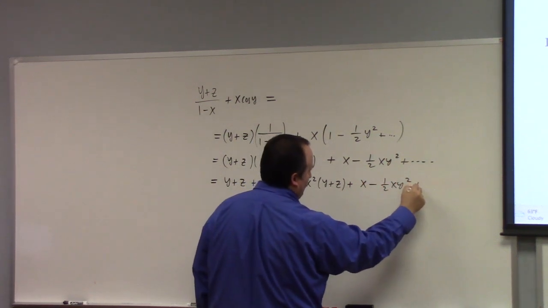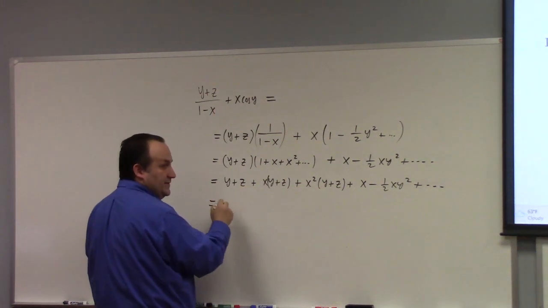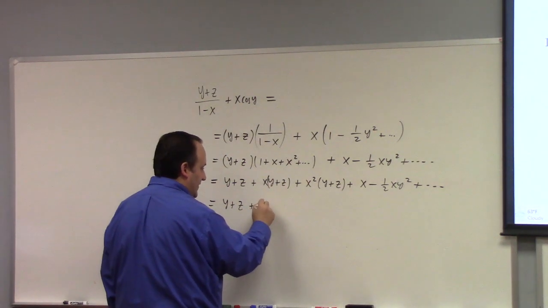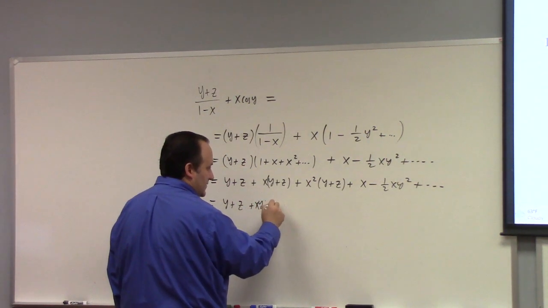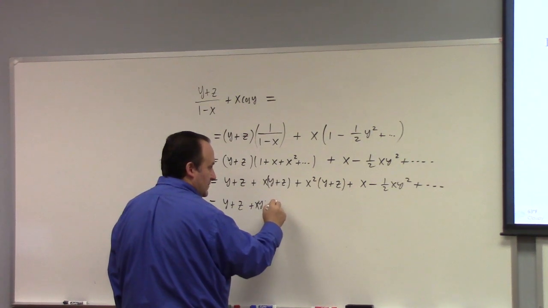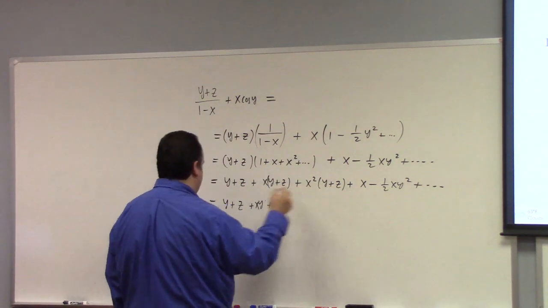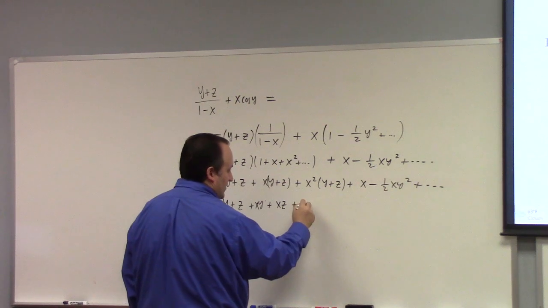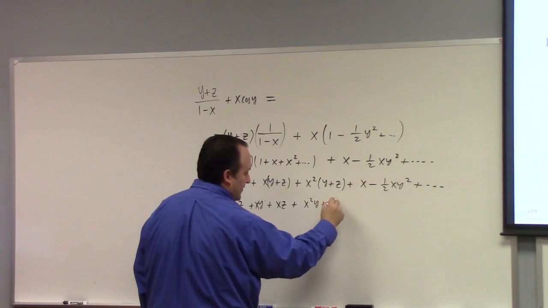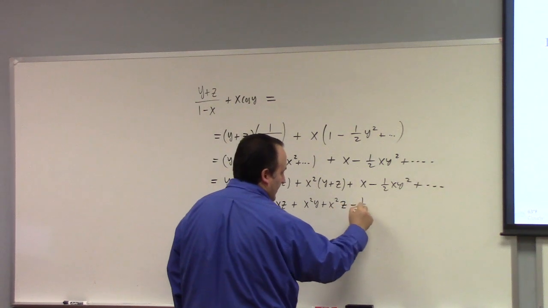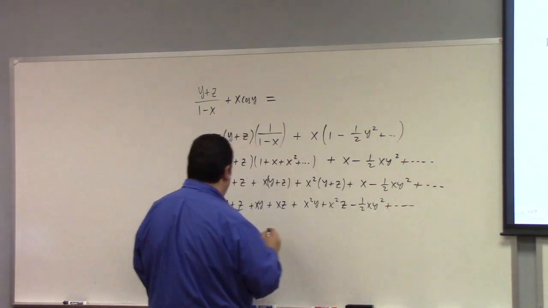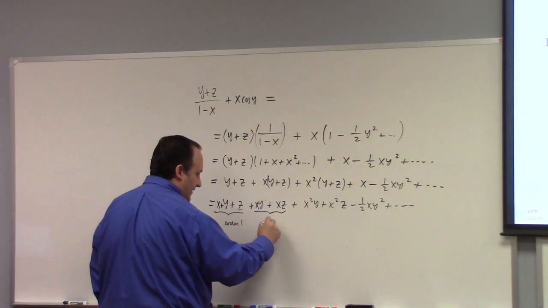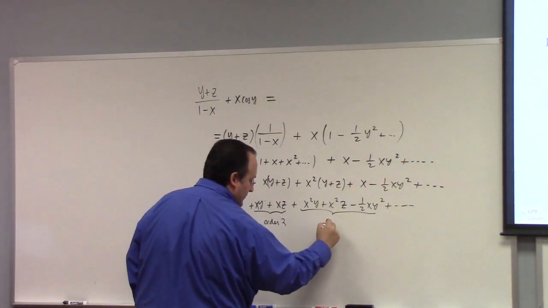And then we just need to collect terms. All the linear terms are y plus z. Quadratically speaking, I just got plus xy plus xz. Oh, I missed my x over here. So x plus y plus z plus xz. And then third order, x squared y plus x squared z minus 1/2 xy squared. So I think that this is it for order 1. This is it for order 2, if I haven't missed something. And that's it for order 3.